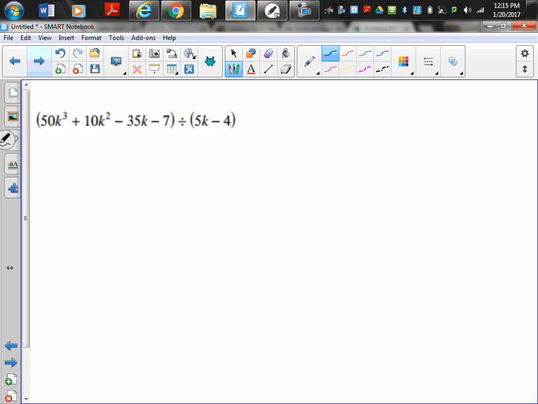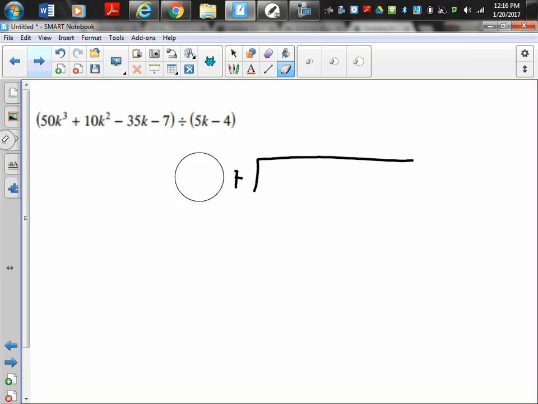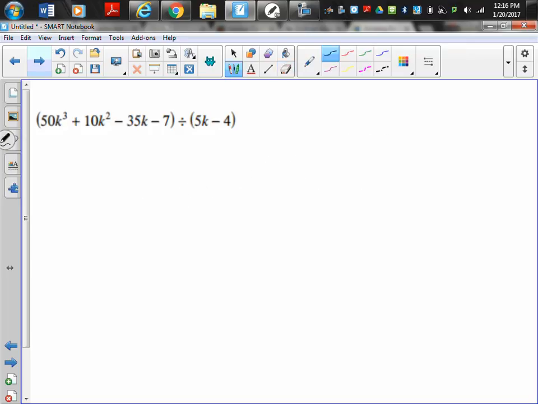So first thing we're going to check. I have a k to the 3, k to the 2, k to the 1, k to the 0. I have all of my pieces. So I write it just like I see it. So 5k minus 4 divided into 50k cubed plus 10k squared minus 35k minus 7.